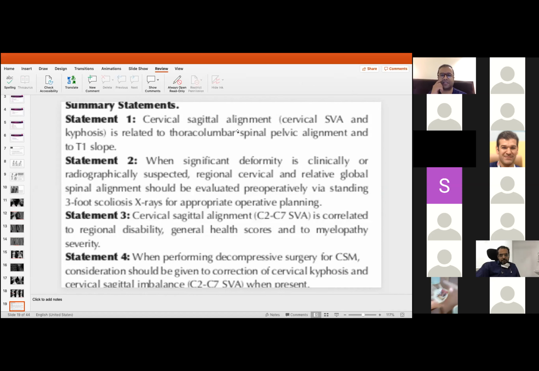The cervical sagittal alignment is related to the thoracolumbar pelvic alignment, so you cannot measure one and leave the other. You need to develop the practice of measuring the cervical as you are measuring the lumbar lordosis. If you have a flat radiographical T1, then you need to have 3-foot scoliosis X-rays. And all of the C2 and C7 SVA are correlated to the regional disability and the general health scores in myelopathy.